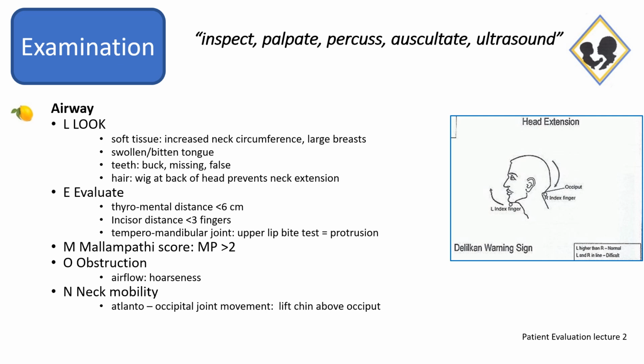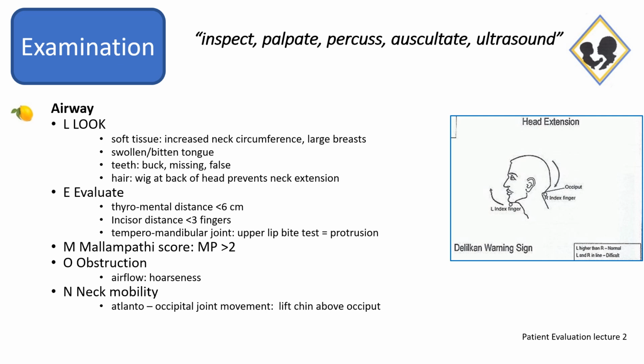I like to start from the outside, evaluating soft tissues, looking for any obvious swelling around the neck and the mouth, anything that can cause me difficulties to enter the mouth. The swollen bitten tongue, teeth missing or buck teeth make it very difficult for the laryngoscope blades and the tubes to go in. And then even hair can be problematic with a wig that can be at the back of the head, which can prevent neck extension. So look, open up, remove clothes, and have a good evaluation.